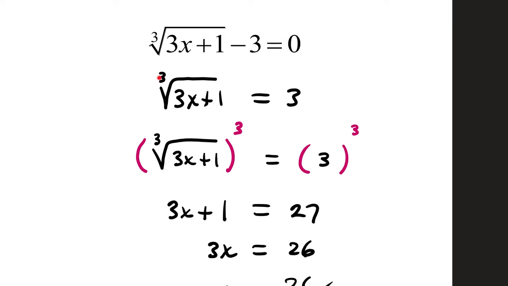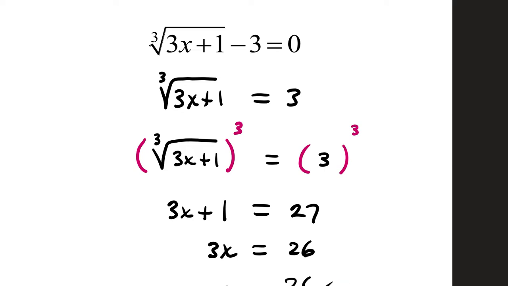To remove a cube root radical, you cube both sides of the equation. So raising both sides to the third power, your cube root and cube will cancel, leaving 3x plus 1. 3 cubed is 27. Remember that that's 3 3's multiplied together. Subtract 1, you get 26. Divide by 3, x equals 26 over 3.